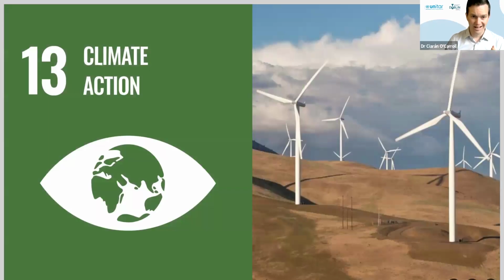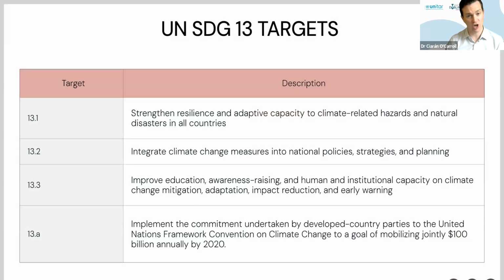So, UN SDG 13, climate action. The goal of UN SDG 13 is to limit human-caused climate change, and it has multiple targets, all to be achieved by 2030. I put them in a table. It's going to be on the next slide. I don't want you to go and learn off the table, but I just want to show you an example of what the targets are underneath each UN SDG.